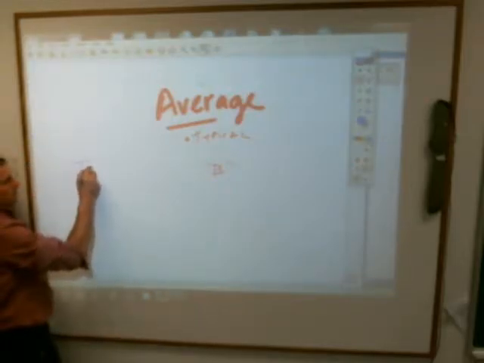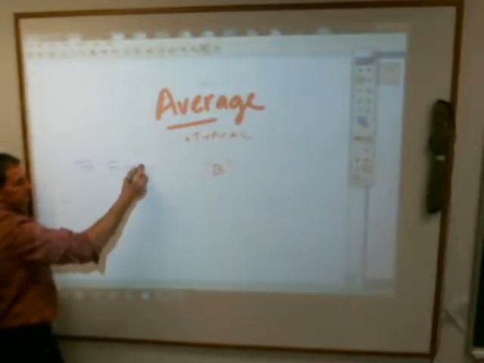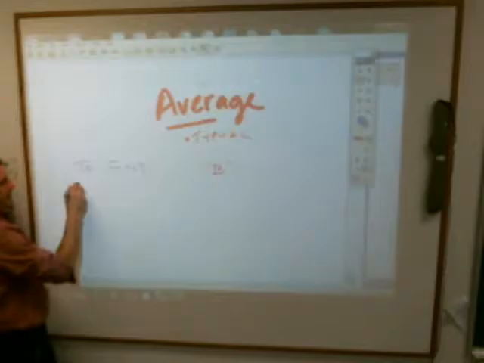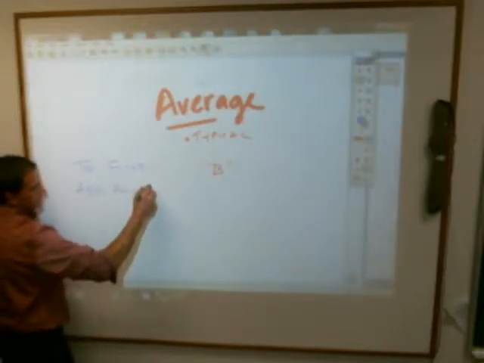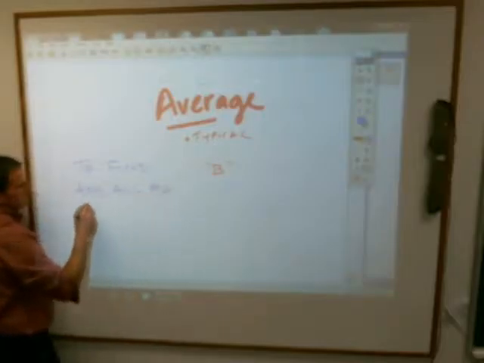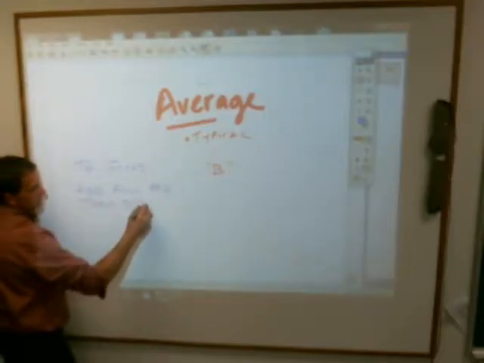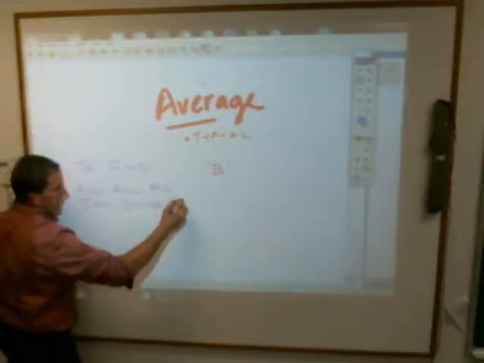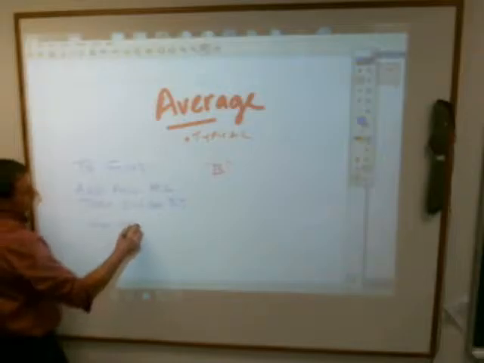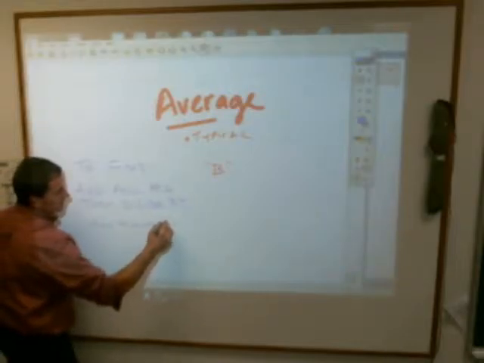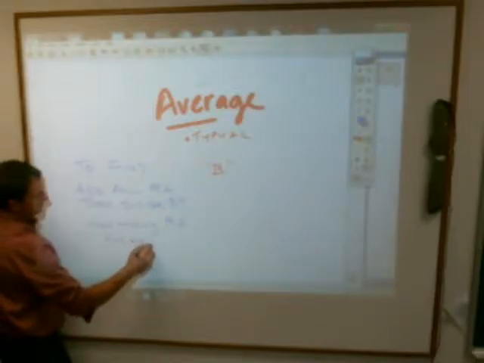Let's write this down. To find average, you add all numbers, then divide by how many numbers you added.